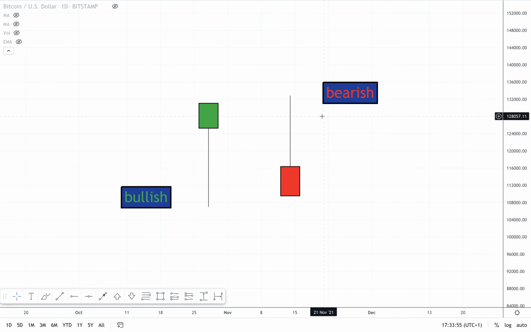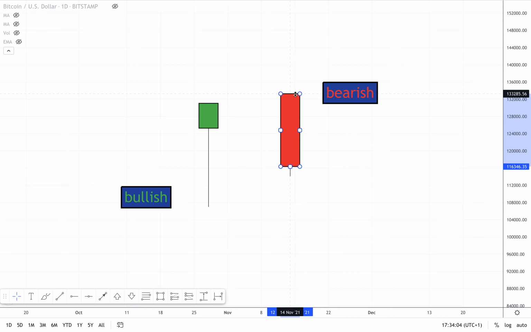In the same way, this red candle, what it tells me is that price opened at this level and buyers initially took control of the market. But by the close of the period, price was able to push all the way back down, sellers were able to take control, and we closed as a red candle.